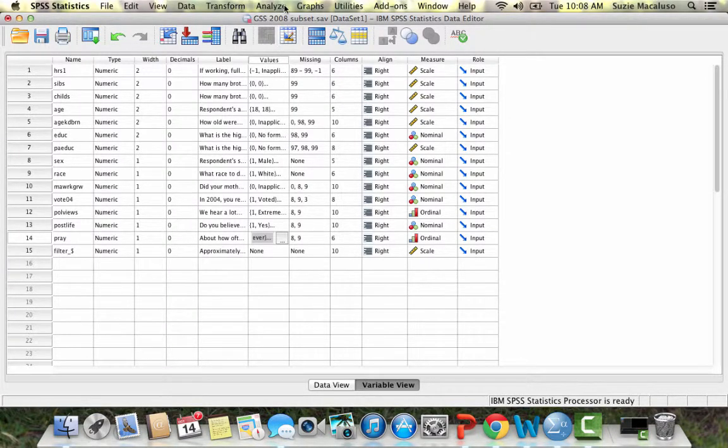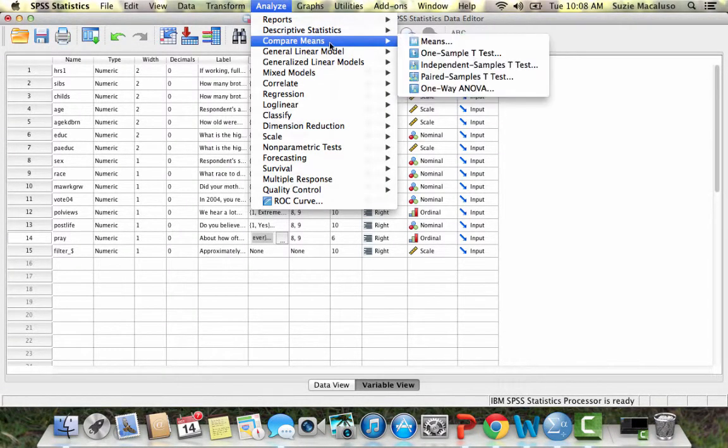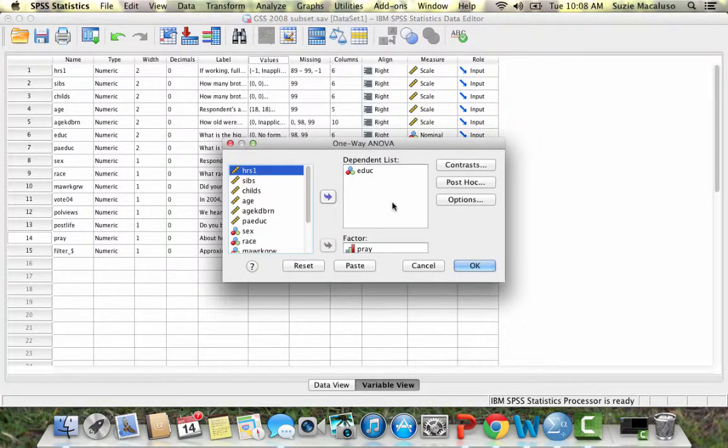So I'm going to go to Analyze, Compare Means, and I'm going to choose a one-way ANOVA, or again, analysis of variance. So I need to have 2 variables, my dependent and my factor. My dependent is my dependent variable, or this is the variable that is numeric. And then my factor is my variable that has the categories. So I go ahead and put those variables in. That's all I need to do. I don't need to do anything else.